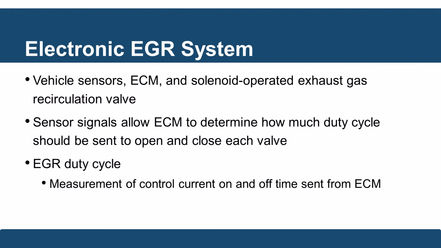Now, the electronic EGR system, the vehicle sensors that are involved, the ECM and the solenoid, operates the exhaust gas recirculation valve. The sensor signals allow the ECM to determine how much duty cycle or how much of this exhaust should be reintroduced. The EGR is usually duty cycled, and that measurement of the control current on and off time is sent from the ECM itself.